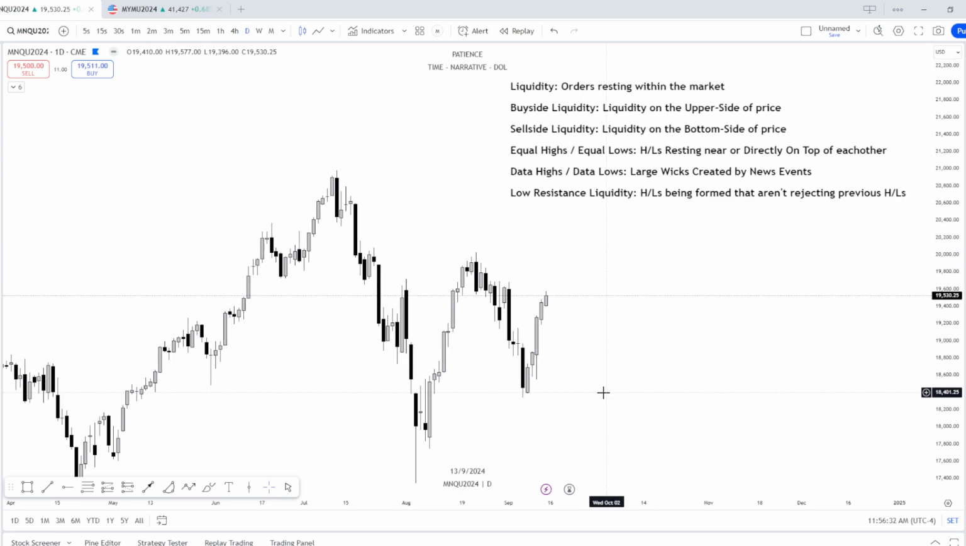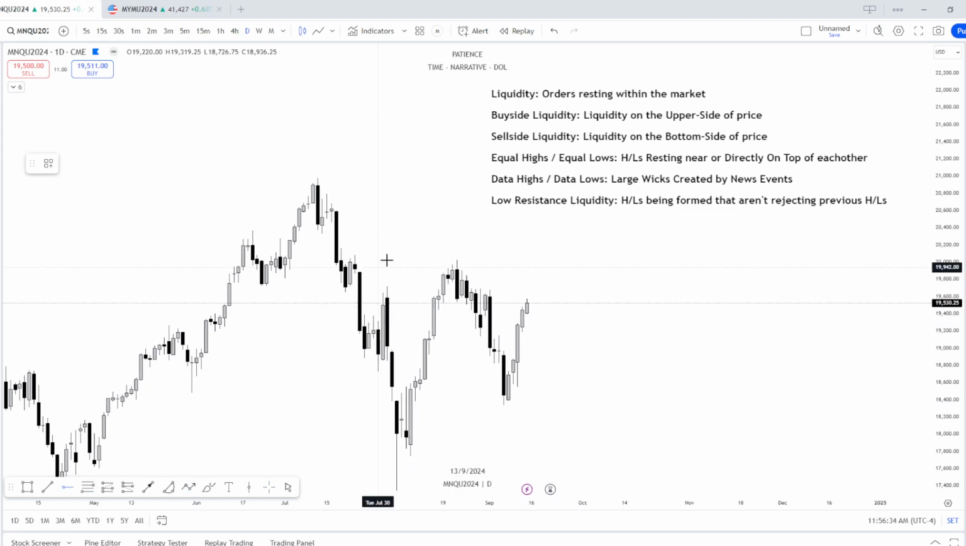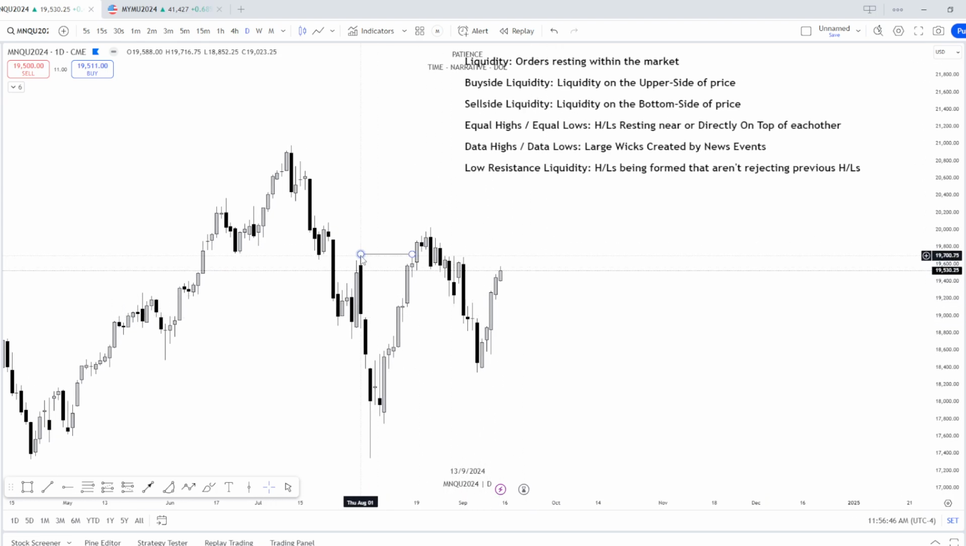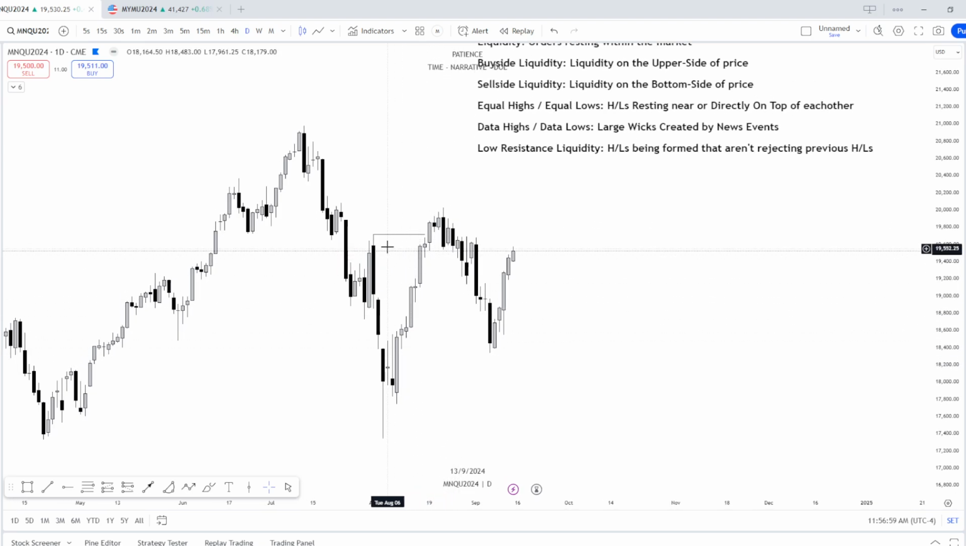An example of this would be right here. We have this high formed on NQ, right? And then we come up just right above that high, and then we start rejecting right back to the downside. This is what we call a liquidity sweep. When we see price come up to these highs and then slow down, or maybe get an instant rejection back to the downside, that's what's known as a liquidity sweep.